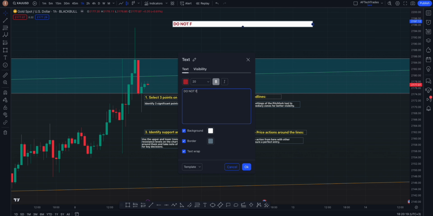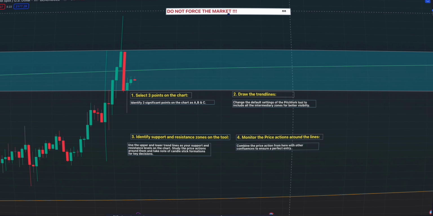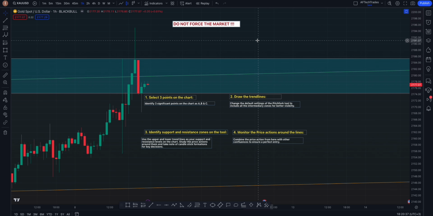Do not force the market. This is very, very key. Do not force the market. Do not place an assumption. Okay, if this is this, it should be this. No. Make sure your rules are satisfied.